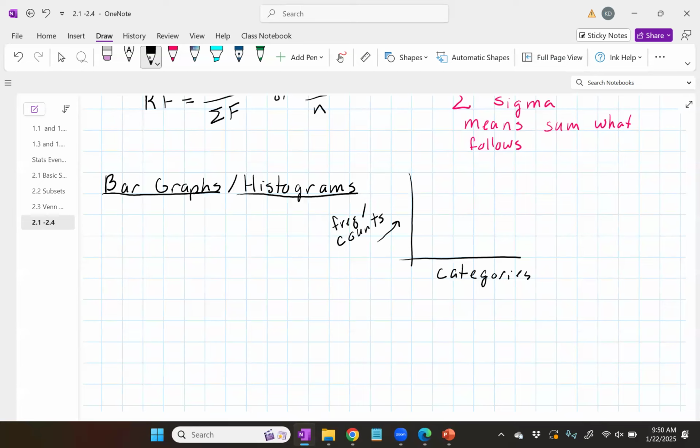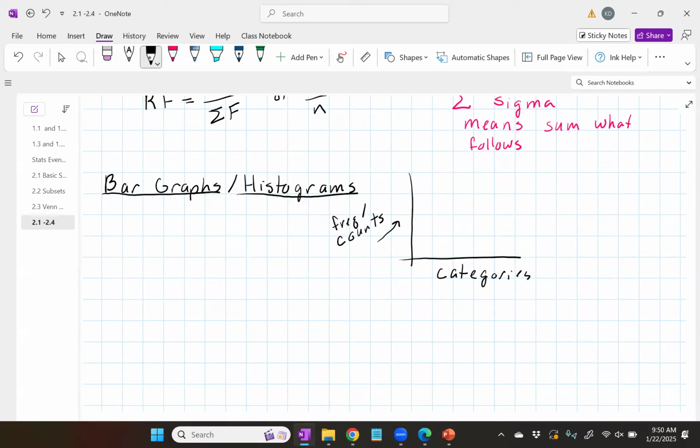On your horizontal axis, usually you have your categories. So you list them, each one. Your vertical axis should be your counts or your frequency. So how many times does each one of these pop up? If you want to look at your relative frequency, you just replace those with percents. Go usually like 5 to 50%, whatever.